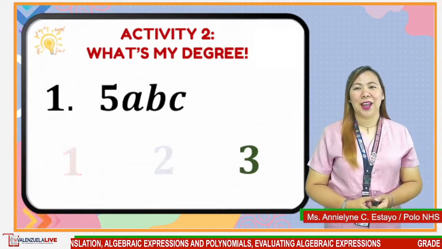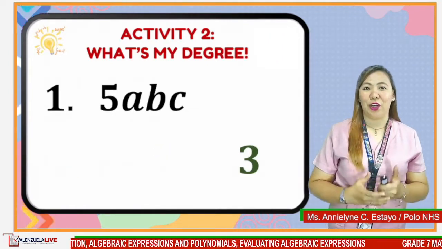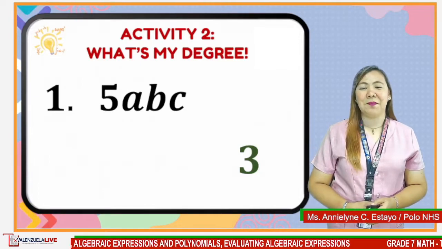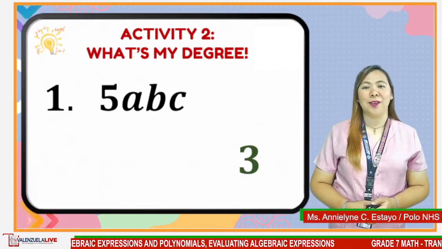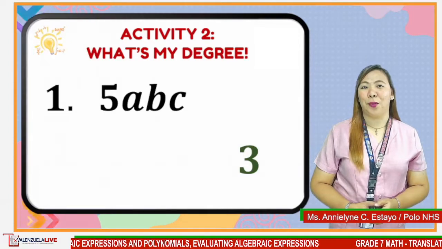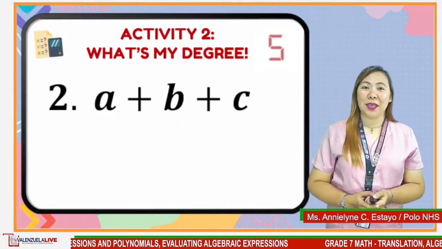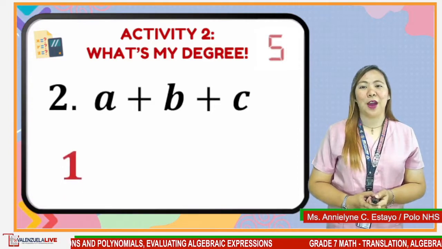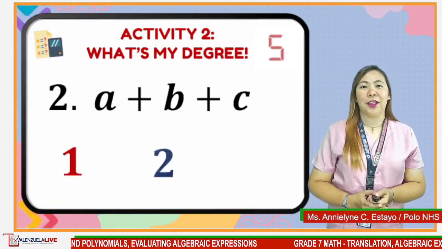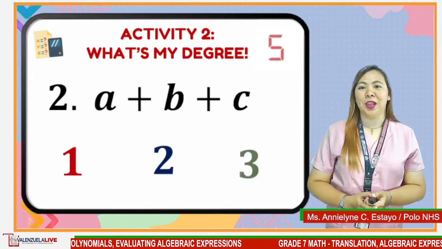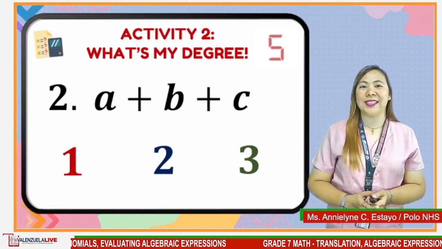The answer is 3. Very good. 5abc is also an example of a monomial. Number 2 is a plus b plus c. Does it have the degree 1, degree 2, or degree 3? Your 5 seconds starts now.